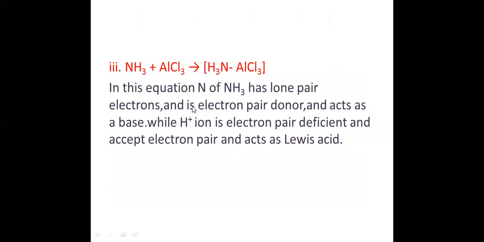Ammonia when it reacts with aluminium chloride. In this case, nitrogen of ammonia has a lone pair of electrons and is an electron pair donor and acts as a Lewis base, while the aluminium chloride, the aluminium is electron deficient. It has 6 electrons in the outermost shell and needs 2 more electrons to complete its octet. So it will accept the lone pair of electrons from the nitrogen of ammonia and will act as a Lewis acid.